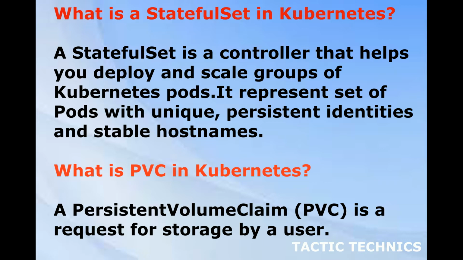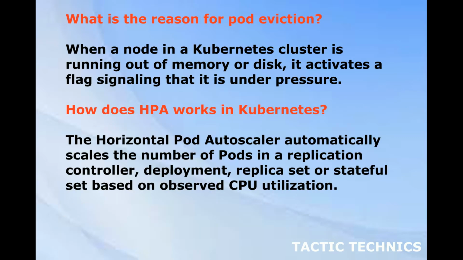What is a PVC in Kubernetes? A persistent volume claim, PVC, is a request for storage by a user. What is the reason for pod eviction? When a node in a Kubernetes cluster is running out of memory or disk, it activates a flag signaling that it is under pressure.